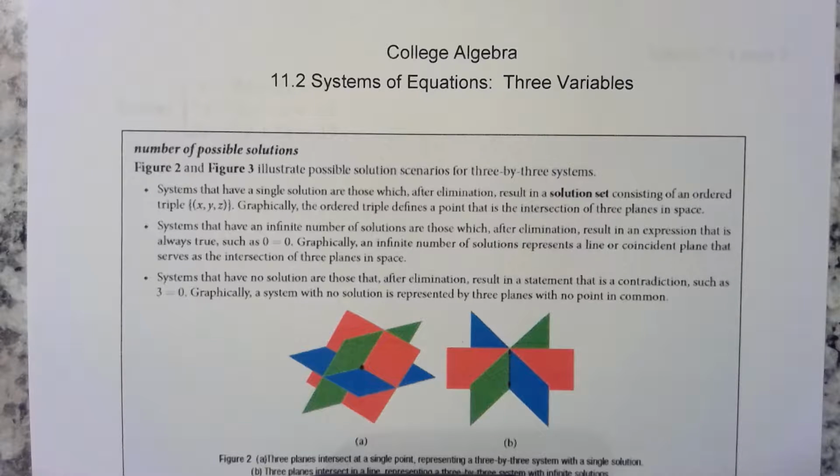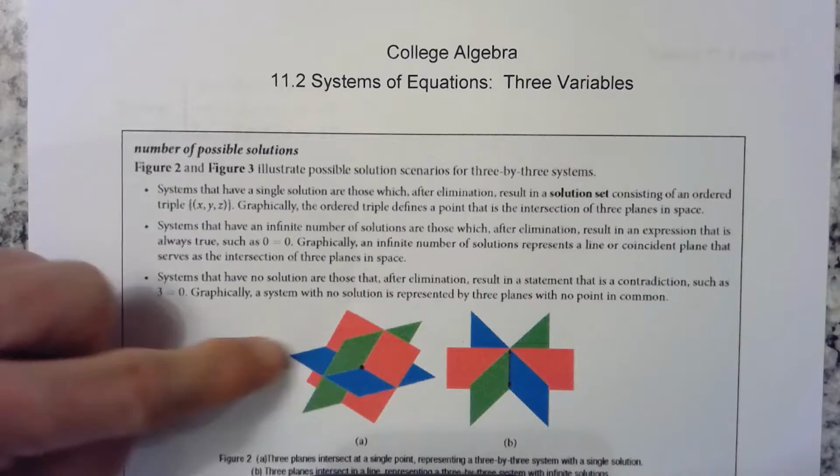So we're still solving systems of equations, but this time our equations will have 3 variables. Whenever you have 3 variables, you're actually talking about a plane instead of a line. So sometimes it's hard for people to see 3-dimensional drawings like these 2 examples right here.